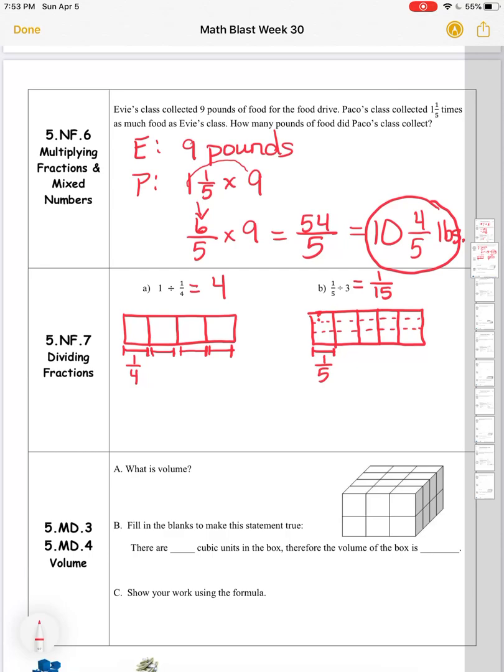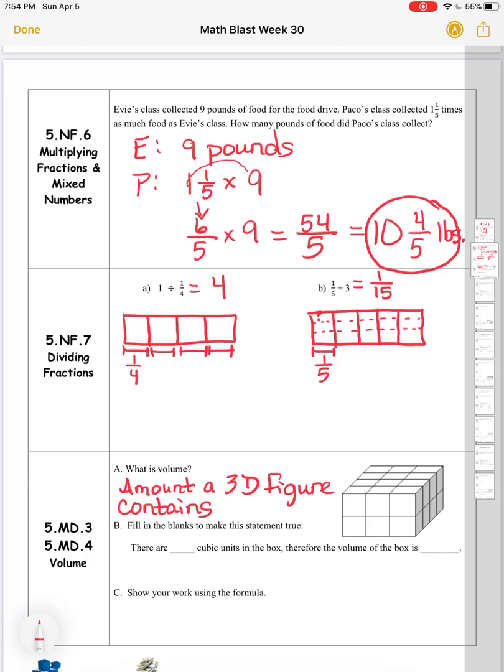What is volume? Well, volume is the amount a 3D figure contains. So many times we think of volume in terms of liquids, and we talk about the capacity that a container holds. And it can be the same idea with a box as well.